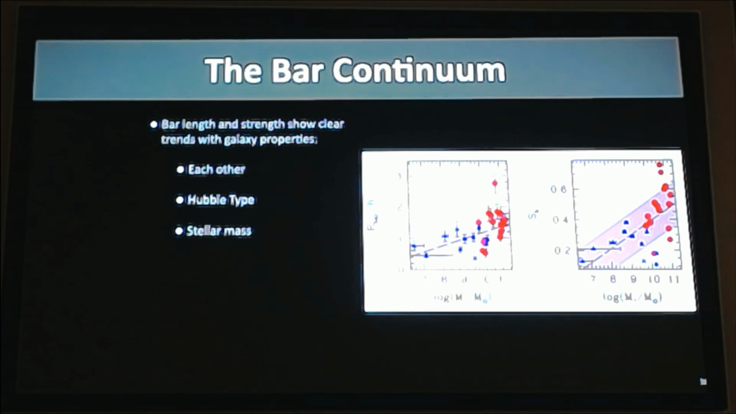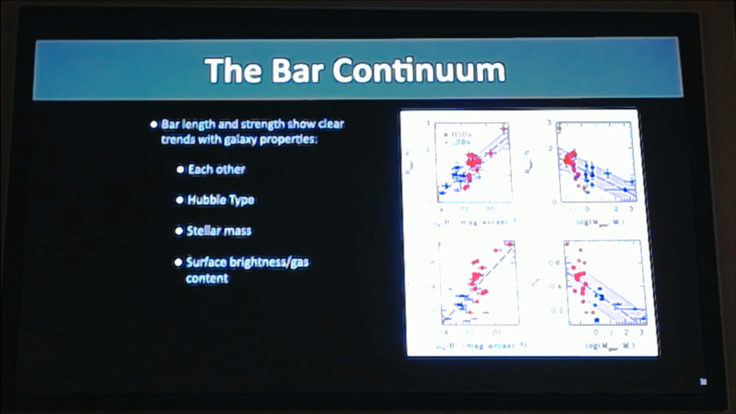This is also true with stellar mass, with some more significant scatter, especially with strength. But we see that as you move to more stellar-dominated galaxies, you find longer and stronger bars. Again, this is expected, especially since bars are stellar features. It makes sense that a stellar-dominated galaxy might have a stronger or longer bar.